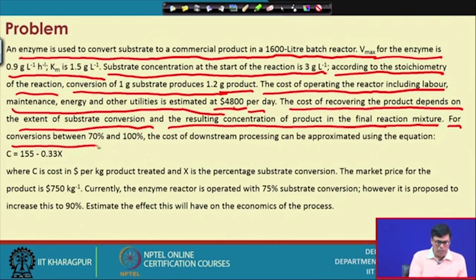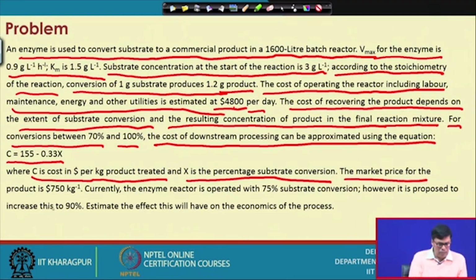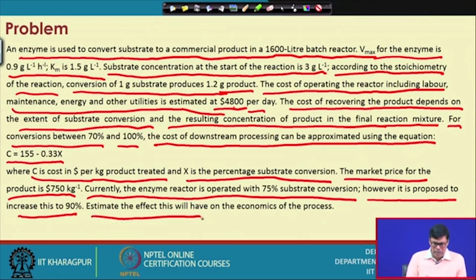For conversion between 70 to 100%, the cost of downstream processing can be approximated by this equation. This is the downstream processing cost, where C is the cost in dollar per kg of product treated and X is the percentage of substrate conversion. The market price of the product is $750 per kg. Currently, the enzyme reactor is operated at 75% conversion. However, it is proposed to increase this to 90%. Estimate the effect this will have on the economy of the process.